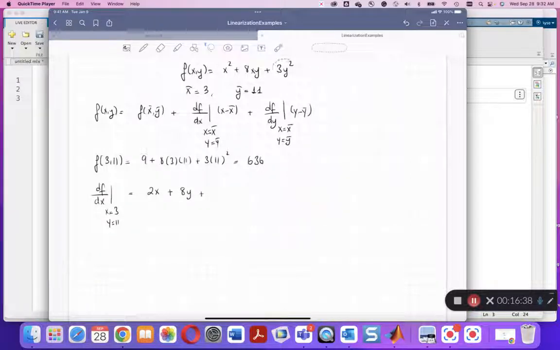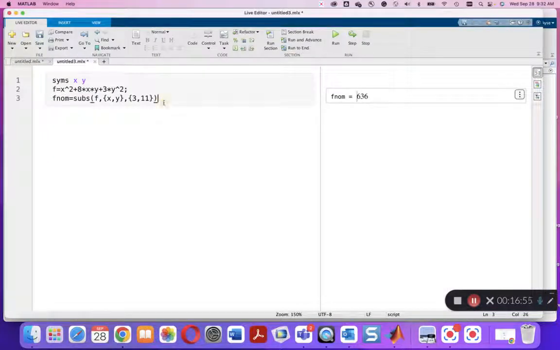And now I'm trying to take the derivative of 3y squared with respect to x. There is no x, so it should be 0. But remember, we will plug in 3 and 11 for x and y. So I have 6 plus 88, which gives you 94. Let's go back and do exactly the same thing.